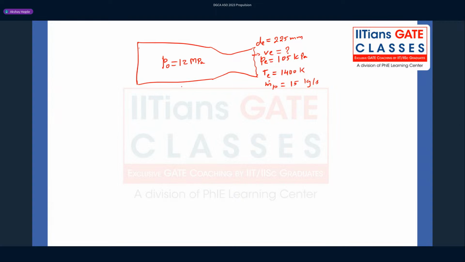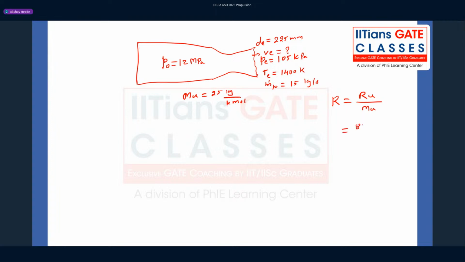So the other information given is that the molecular weight of the propellant is 25 kg per kilomole, and they are asking us to treat the flow in the nozzle as ideal, so that is isentropic flow. So from this we first need to calculate the gas property, that is the gas constant. That can be calculated as the universal gas constant divided by the molecular weight.